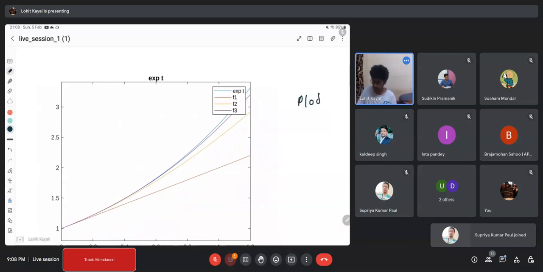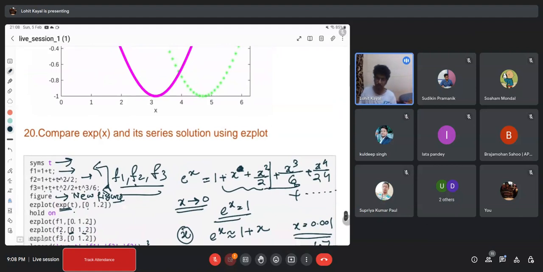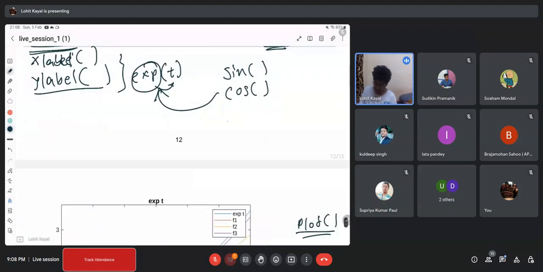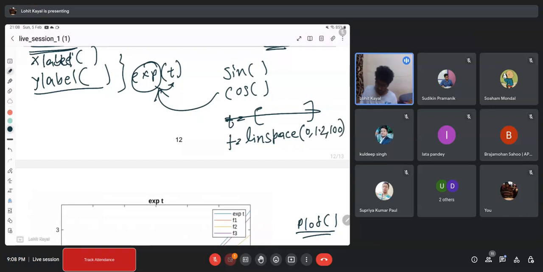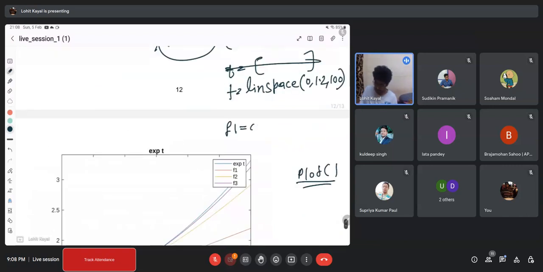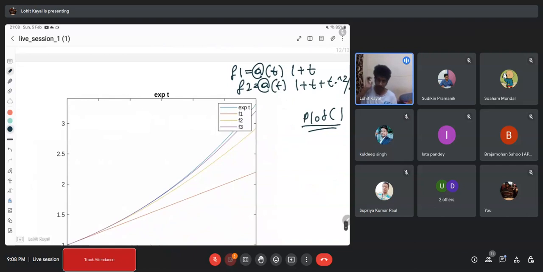You can always use normal plot. In that case, you have to consider t as some vector. Suppose t equals linspace 0, 1.2, 100. Then mention those functions: f1 equals @t 1 plus t, f2 equals @t 1 plus t square by 2. Here as it is a vector, you have to write t dot square by 2. Similarly f3, f4 and exponential of t, and you can do the same thing. It is up to you. You can try that at home.